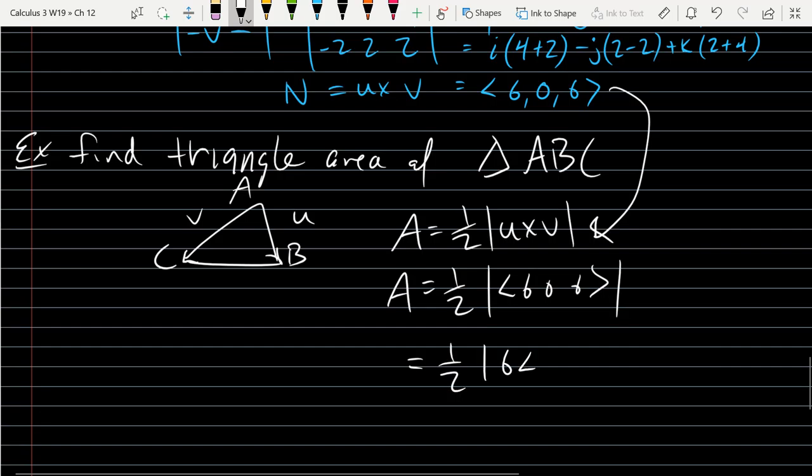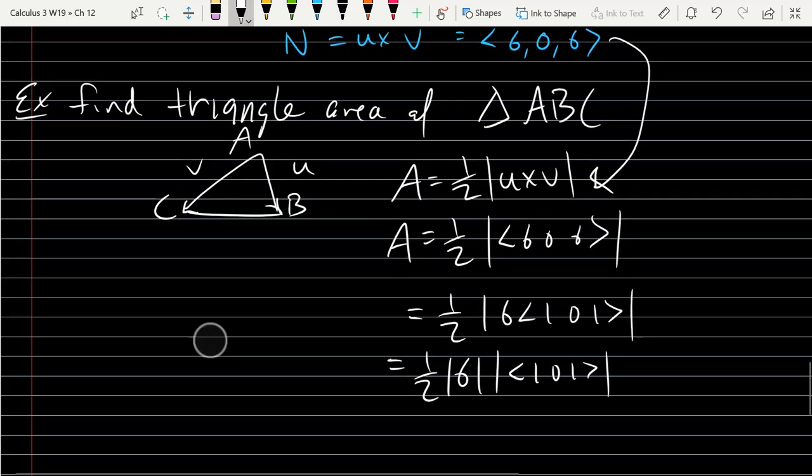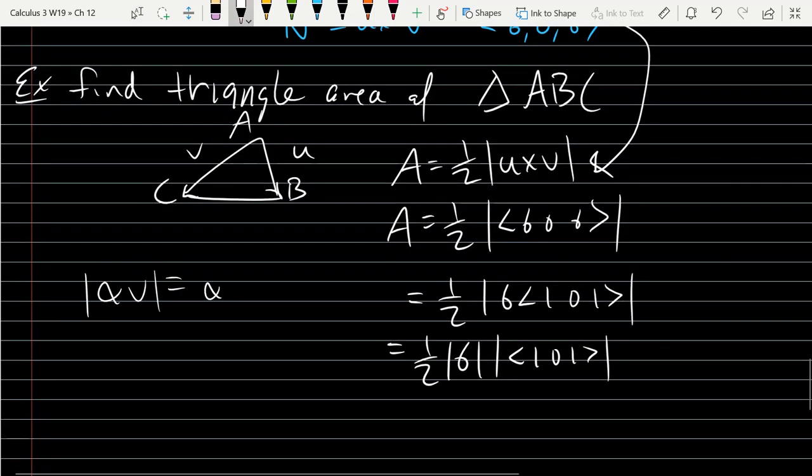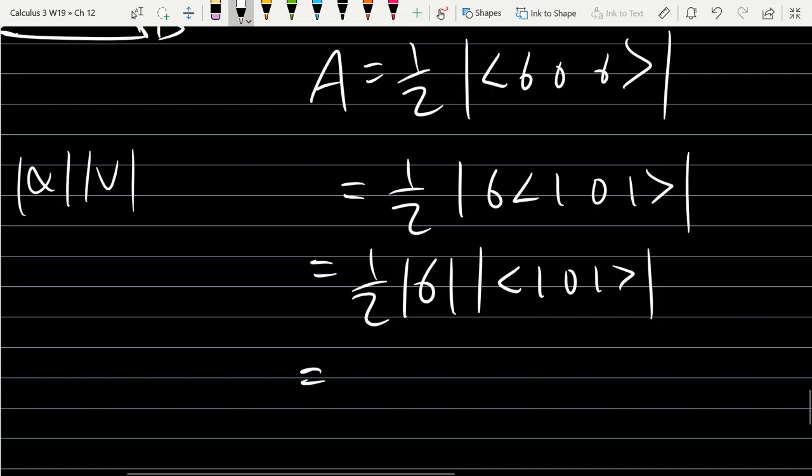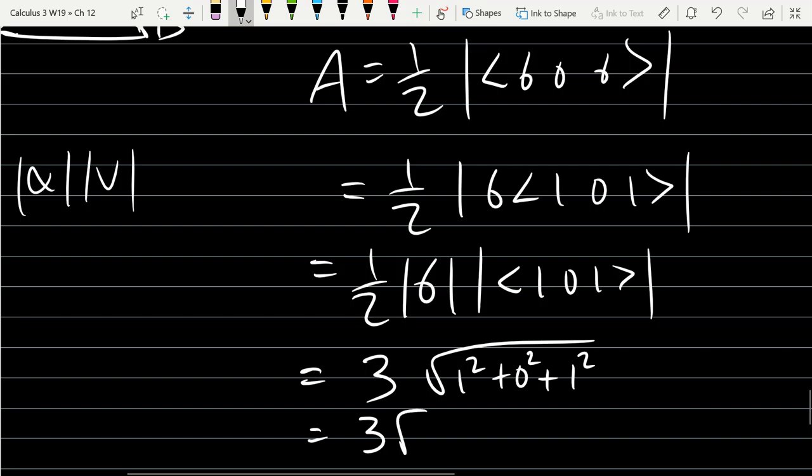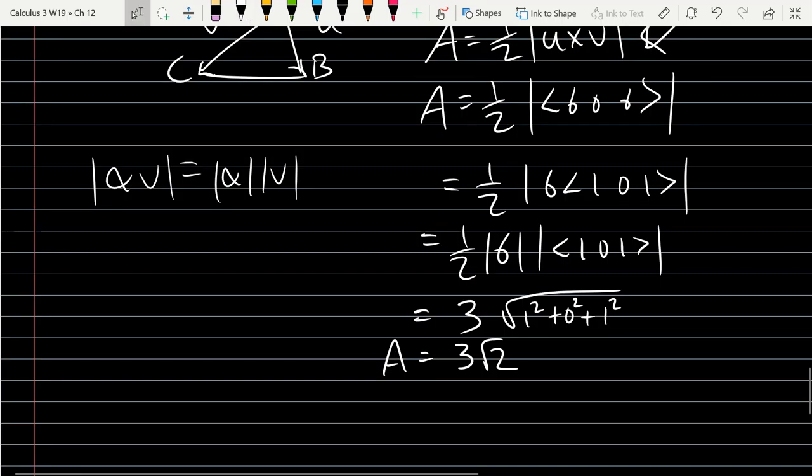So I'm just bringing that normal we computed, 6, 0, 6, right there. I don't want to square sixes and add them together, so what I did is factor out the six. That's a scalar, so I can bring the scalar outside the magnitude as an absolute value. The property I used is that the magnitude of alpha v is the absolute value of alpha times the magnitude of v. So I brought the scalar outside. The absolute value of 6 is 6, divided by 2 is 3. And now we do have to compute the magnitude, but that should be super easy. So it's 3 square root 2. That's our area.